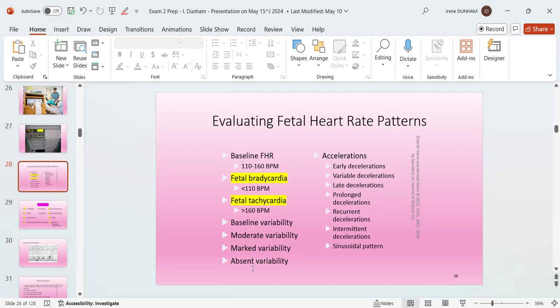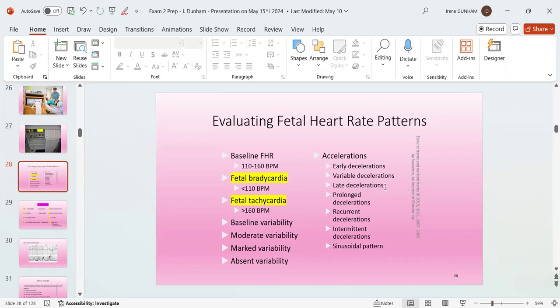Which is never good. If you get absent variability, your baby's trying to tell you, I am in trouble. Okay, I'm not going to last much longer because I'm not getting the oxygen, not getting the blood perfusion. And remember, blood carries oxygen. So I'm not getting what I need to survive in here, nurse, so get me out. And then we have these different variations in heart rate. Accelerations are A-OK. And then you have early deceleration, and you have variable deceleration, and you have late decelerations.